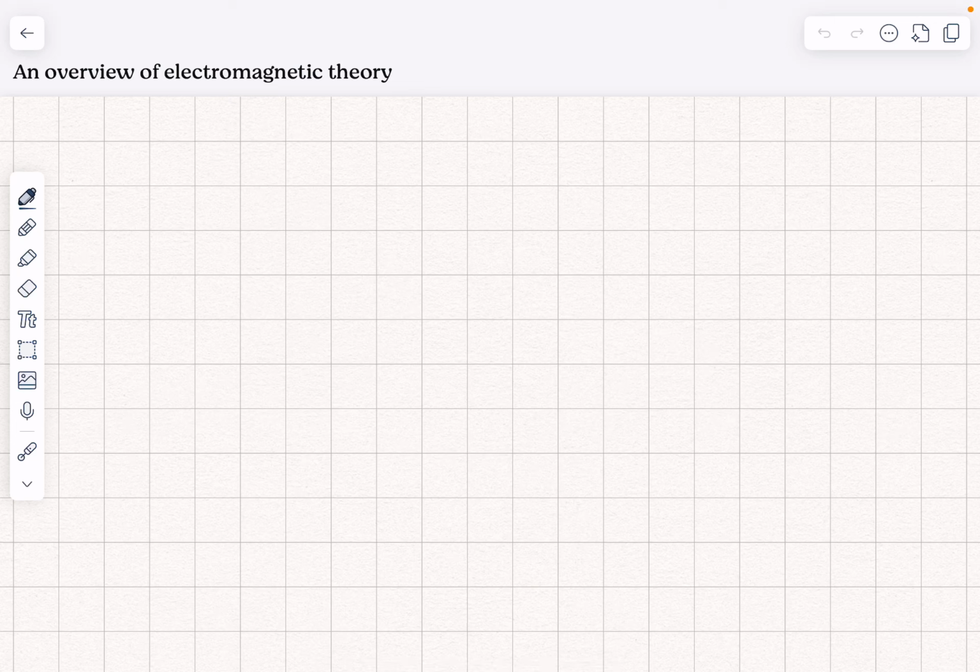I'm going to give an overview of electromagnetic theory. It will necessarily be a little bit shallow, but it should give you an idea of all of the topics that you really need to know in this important subject. We're going to start with Maxwell's equations because these are the foundation of the entire theory, and they contain everything that we need to know.